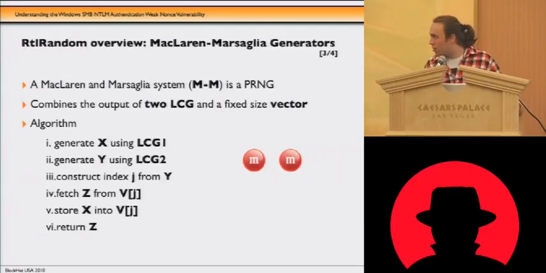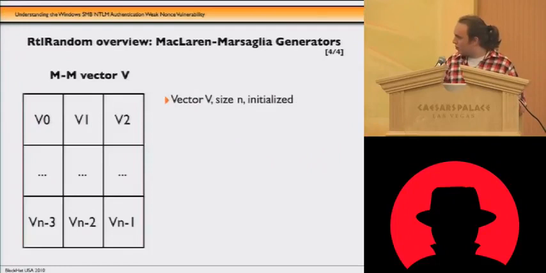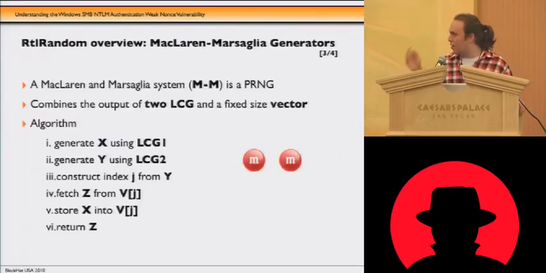So the basic algorithm is: first, create 2 numbers using the LCGs, construct an index to use in the internal vector, fetch a value that I will call set, and store a value, and we'll return the previously fetched value.